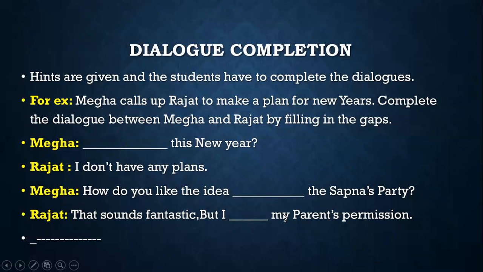For this type of writing, you have to understand the topic well. Without understanding the topic, without reading the dialogues which are given, without reading the hints which are given, you cannot complete the dialogue. So, this is how dialogue completion is done.